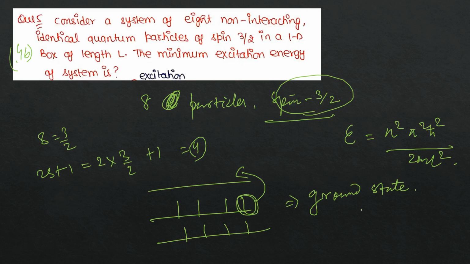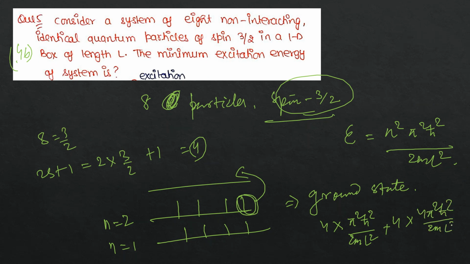First of all, let's calculate the ground state. This is 4, 4. n is equal to 1, n is equal to 2. There is no degeneracy because it's only a 1D box. So 4 into pi square h cut square by 2 m L square plus 4 into 4 pi square h cut square by 2 m L square. So the answer is 4 plus 16, so 20 pi square h cut square by 2 m L square.